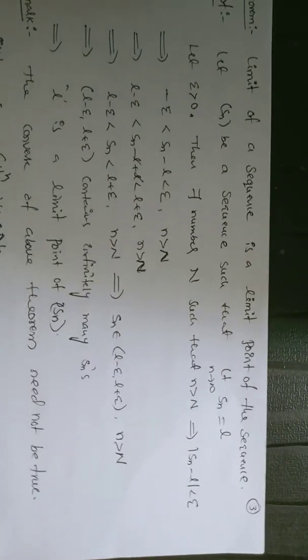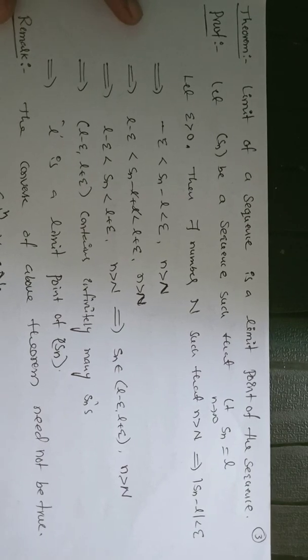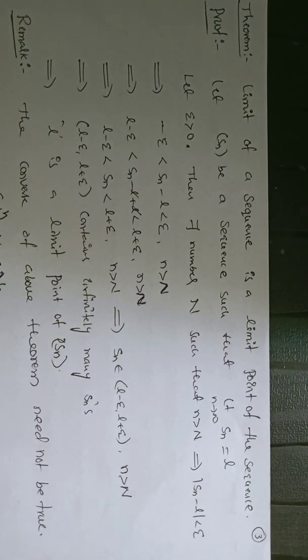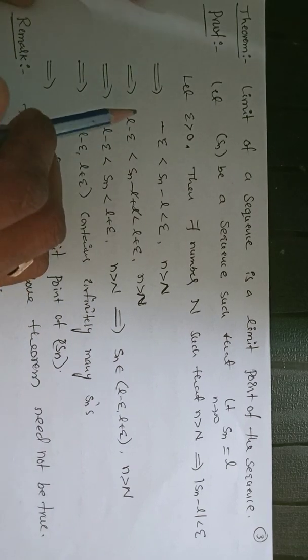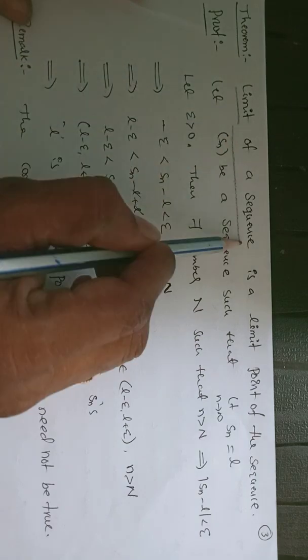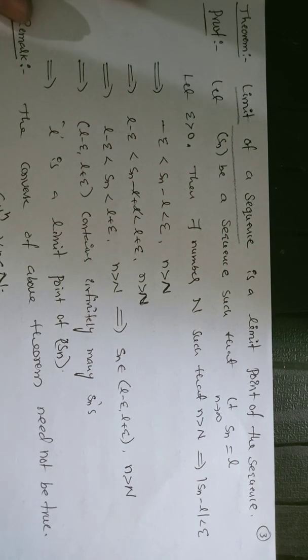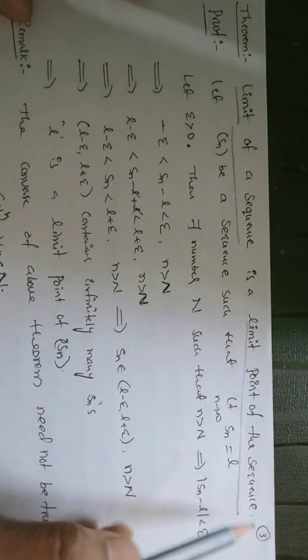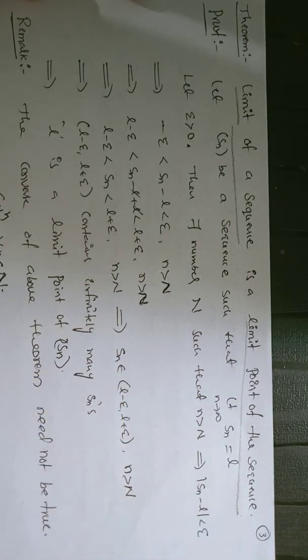Now I am giving limit and limit point clarification. What is limit? What is limit point? Here limit of a sequence is a limit point of a sequence. Now the theorem: suppose a sequence has a limit L, then that L must be a limit point of the sequence. So limit of a sequence is a limit point of a sequence, but a limit point of a sequence need not be a limit of a sequence.